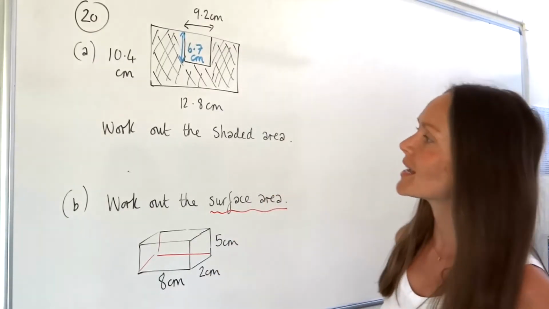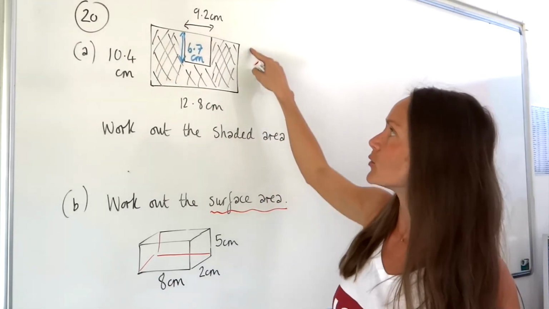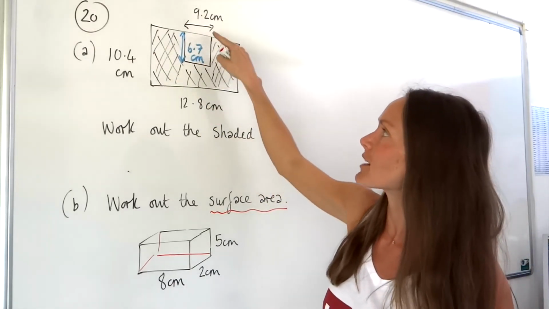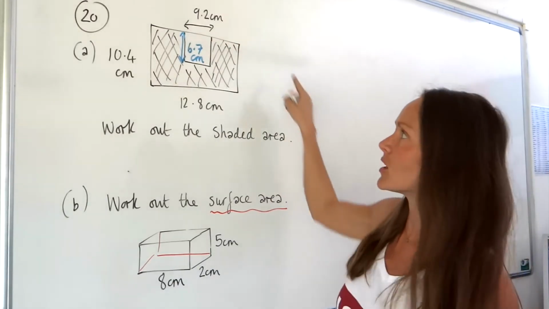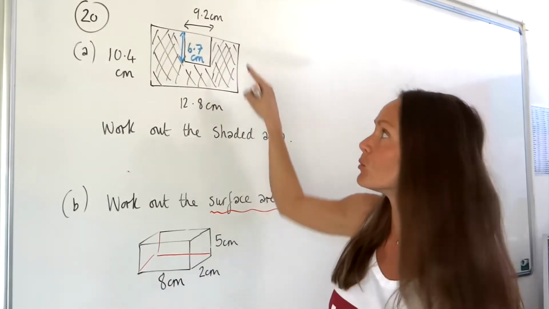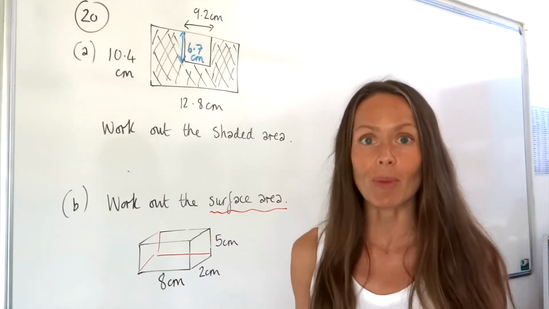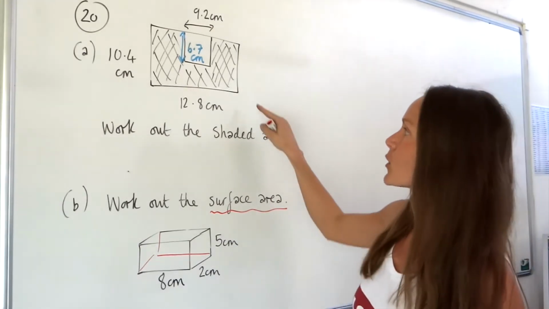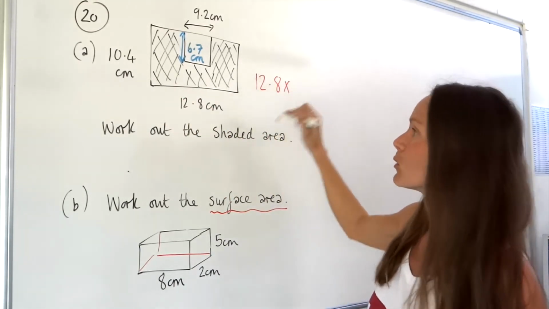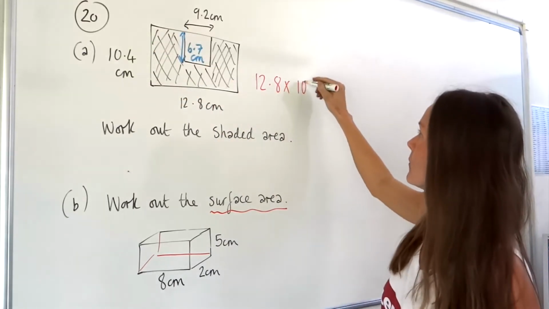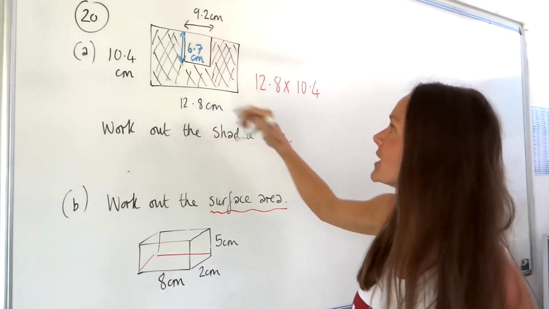Okay, so in question 20A, we have to work out the shaded area in this shape here. So we've got a large rectangle, and then inside we've just got a smaller rectangle. So to work out the area of the shaded part, we must work out the area of the large rectangle and then subtract that smaller one that's inside. To work out the area of a rectangle, you have to do base multiplied by height. So for the large one, we've got the base here, which is 12.8. And then we're multiplying by the height, which is 10.4. Remember, we're subtracting, we're taking that away because that is not in the shaded area.